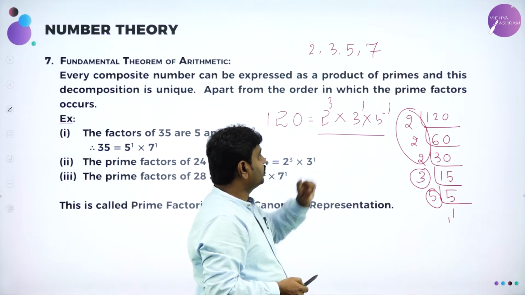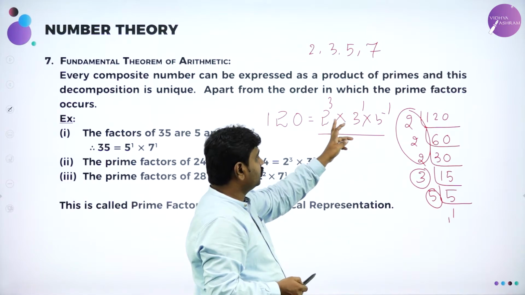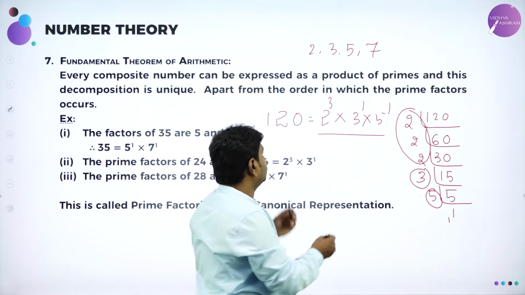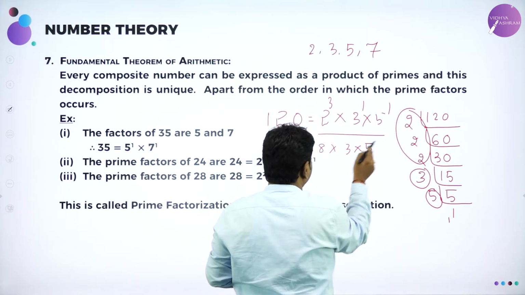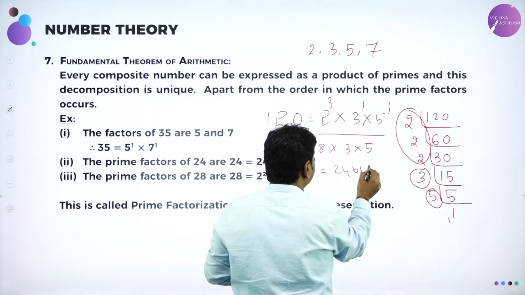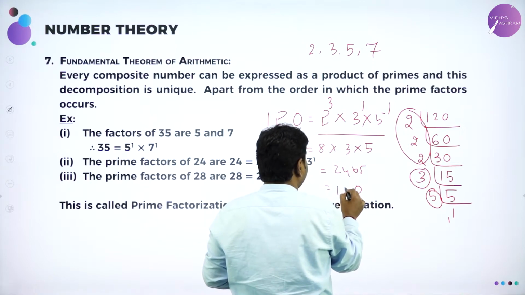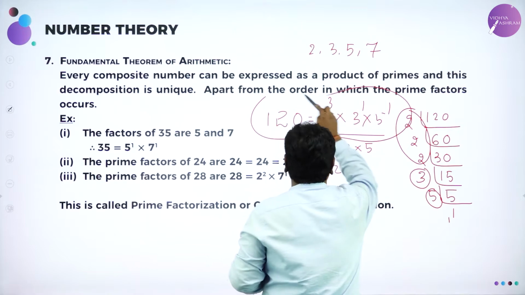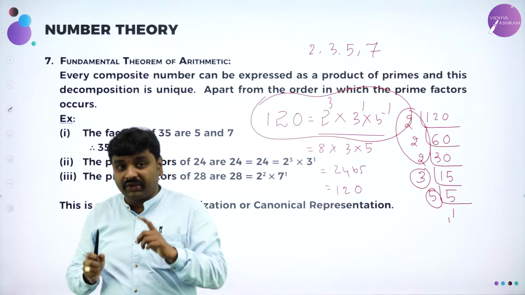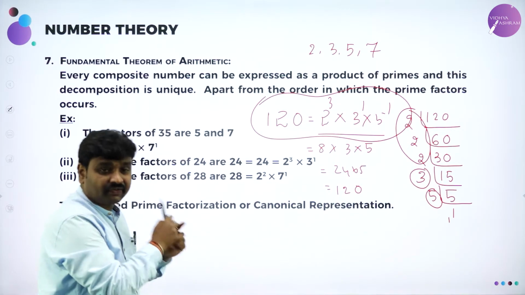So 8 into 3 into 5, if you simplify, 8 3s are 24, 24 5s are 120. Writing this is called the canonical form. So now we have to solve problems based on canonical form.